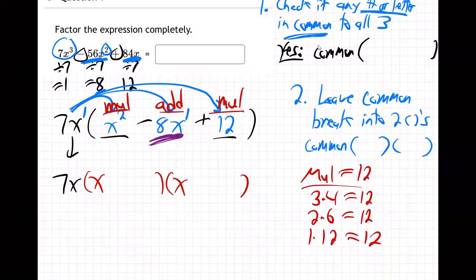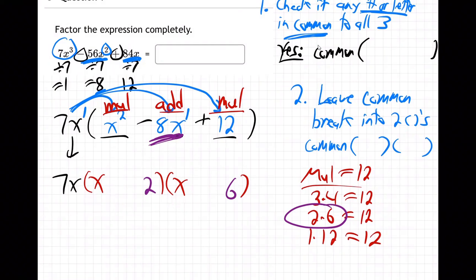Which ones can add to be an 8? The 2 and the 6, right? So it's got to be 2 and 6. Either order, you can put 6 and 2. Why either order? Because they're both just going with an x in the front, aren't they? There's nothing more complex. It doesn't matter what order.